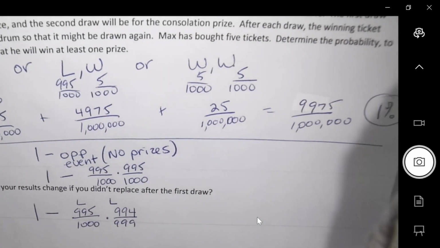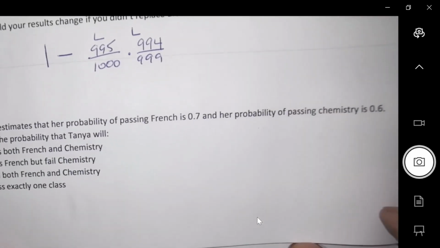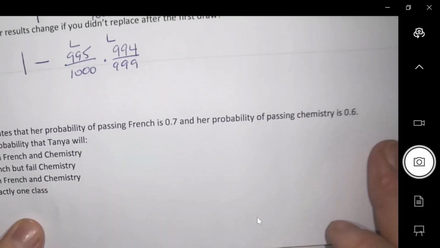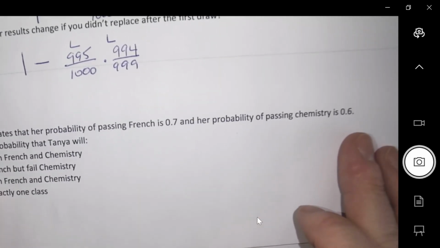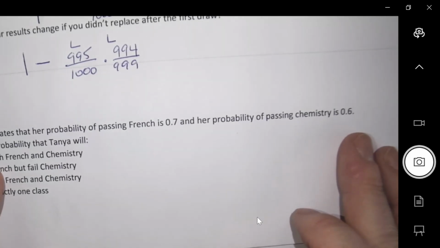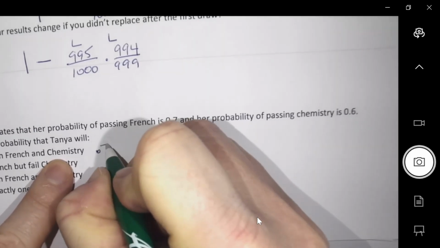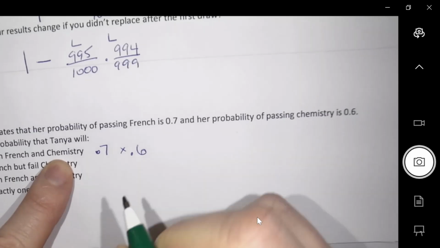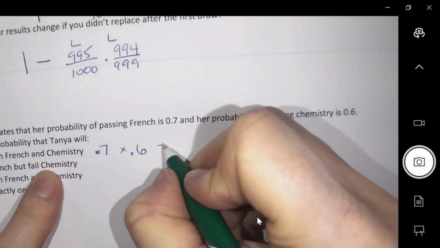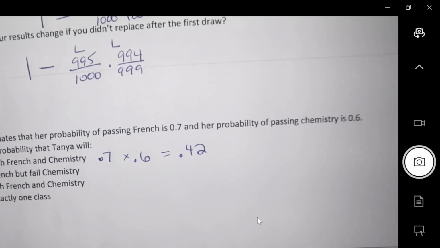Okay, number 5. Tanya estimates that she has a 70% chance of passing French and a 60% chance of passing chemistry. What's the chance she's going to pass both French and chemistry? So 70% pass times a 60% chance pass means there's a 42% chance that she's going to pass both.